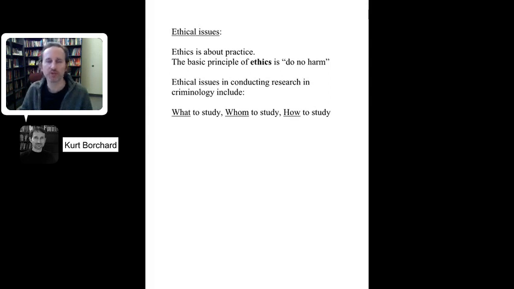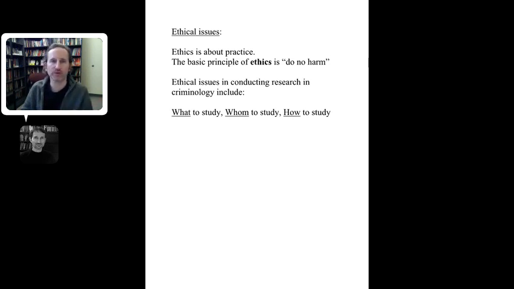Finally, in Chapter 1, we can talk about ethical issues related to the study of crime and criminals. And one of the things about ethics is it's about practice, how you treat other people, largely. So a basic principle of ethics I'd like you to know is the notion of do no harm. Three simple words. Ethical practice means don't harm someone. And that's the standard that you can use as a researcher to judge if your study is appropriate.